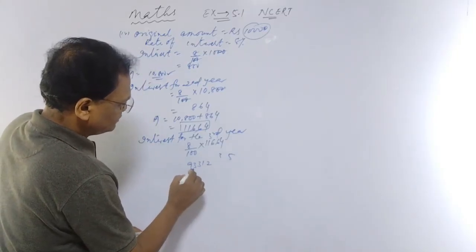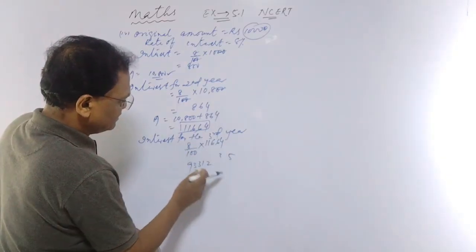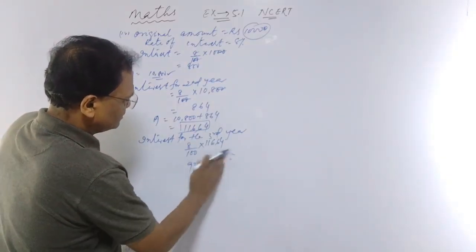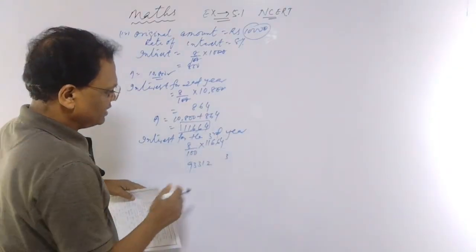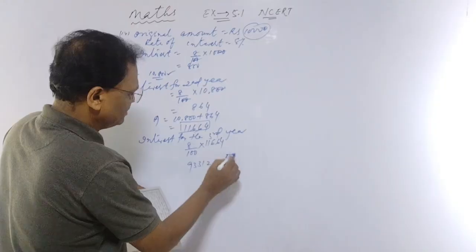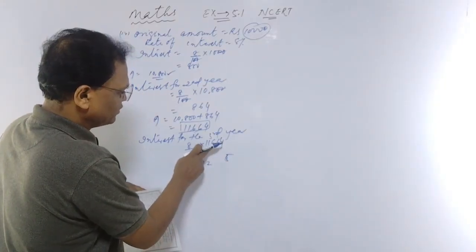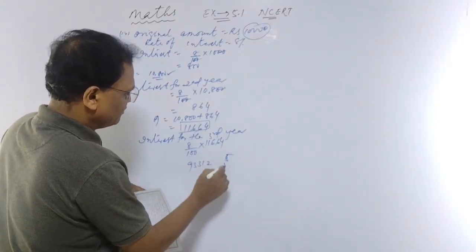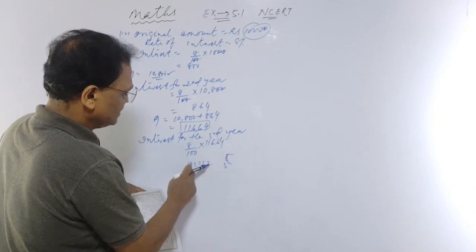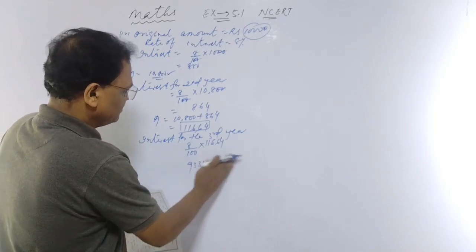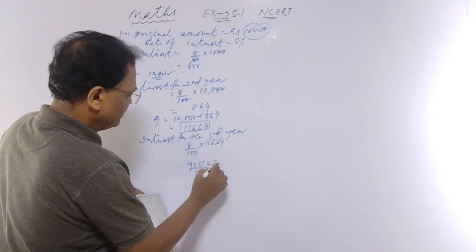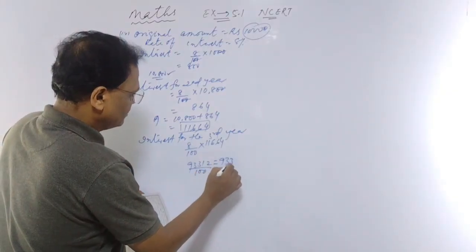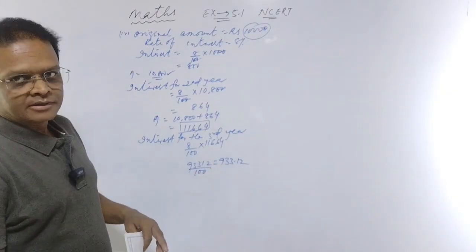So this gives me, if you multiply 11,664 by 8 and divide by 100, we get the interest. So if I divide, I'll get this much. So this is the interest for the third year.